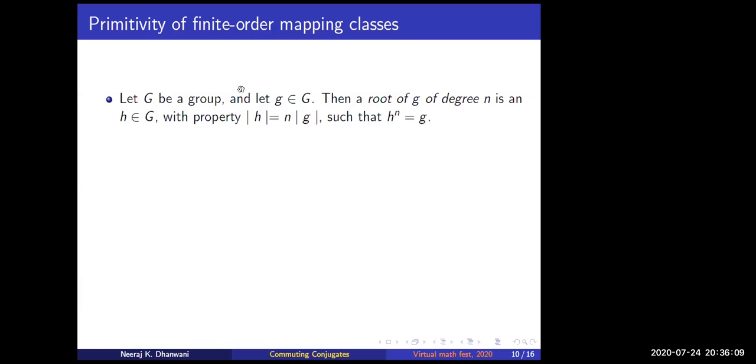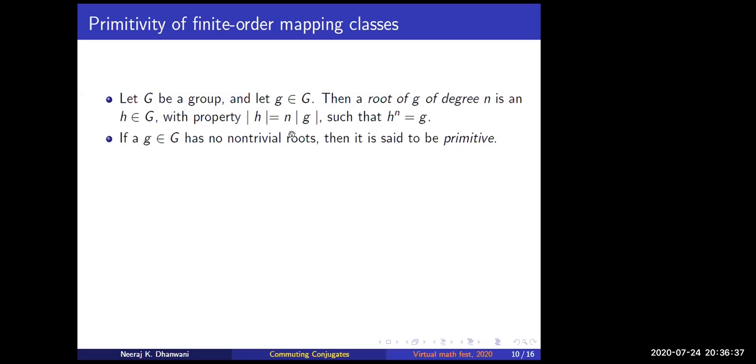For a finite group there is always such a thing, but for an infinite group maybe such a thing is not possible. For example, if you take Z, then 1 only has -1, with multiplication. So if you take a g which has no non-trivial roots, then it is said to be primitive.